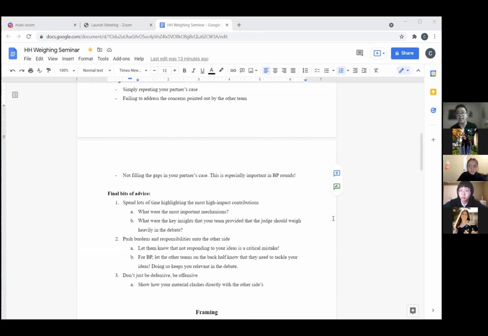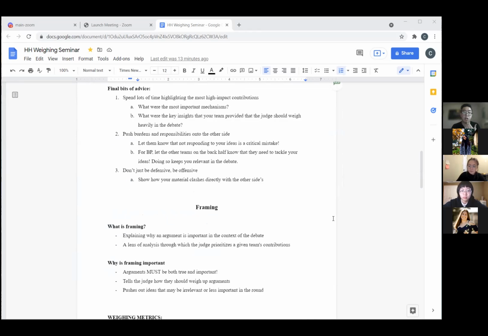The final part of that, and the bigger trend of all of this, is don't just be defensive. Be offensive. Show how your material clashes directly with the other side's and show how your material is more important than the other side's. So that leads me now to talking about the weighing metrics. How do we adjudicate the importance of certain arguments?